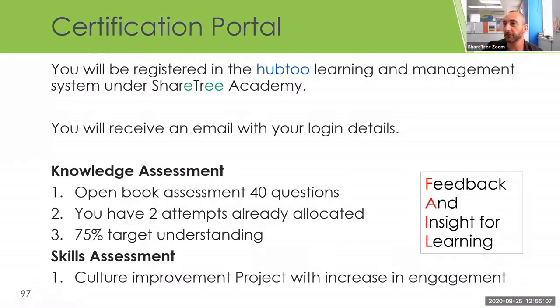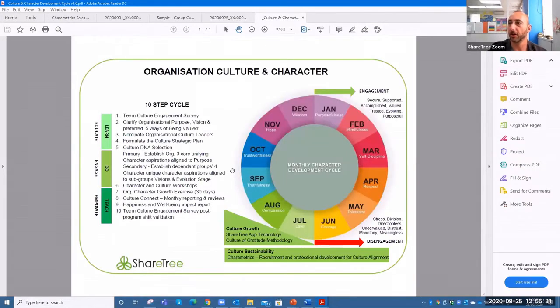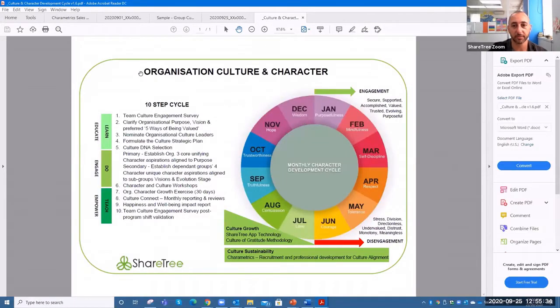Okay, culture improvement project with an increased engagement is the skills assessment. Now, the way we go through that process, we will do that together. That's the next part of deployment. If you want to do a full deployment at a client, I'll just open it up. Bear with me. So in the resources, you've got one called the character and culture development cycle. That's the number 1 file in your resource list. This is how we typically do a culture deployment.